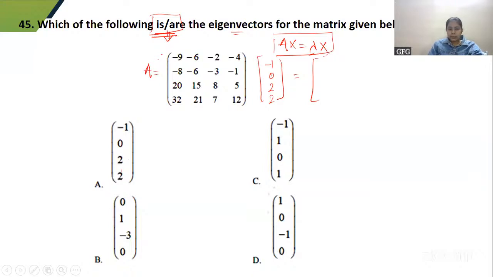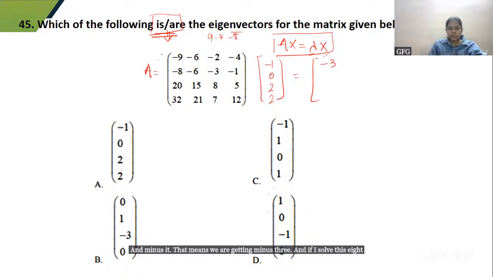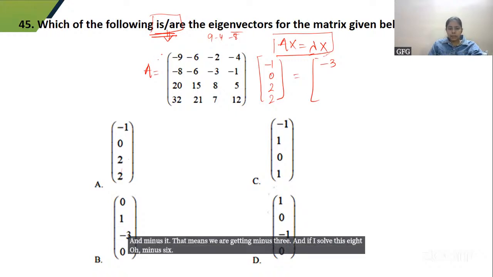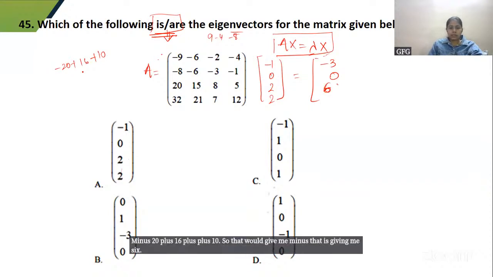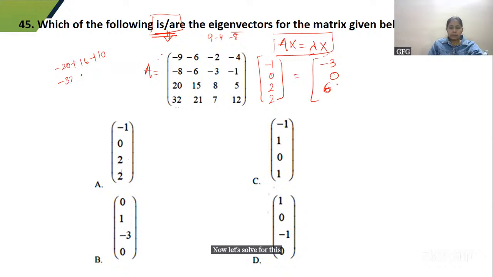Let's see, 9 minus 4 minus 8. That means we are getting minus 3. And if I solve this, 8 minus 6 minus 2, that would give me 0. Minus 20, minus 20 plus 16 plus 10, so that is giving me 6. Now let's solve for this one. Minus 32 plus 14 plus 24.